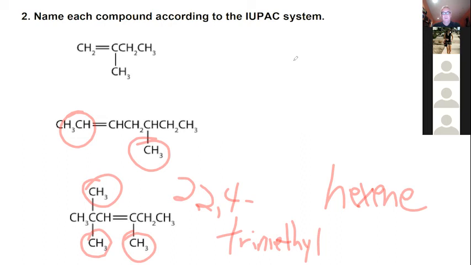The 3, right? That's where the double bond is, before the hexene. So 2,2,4-trimethyl-3-hexene. That's a mouthful.